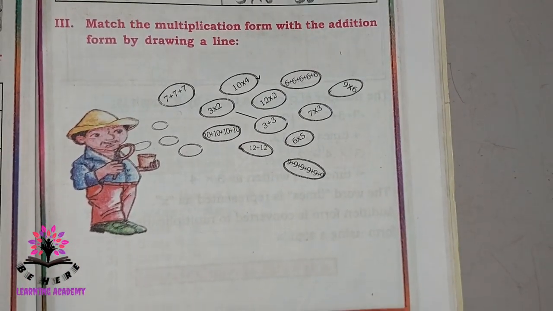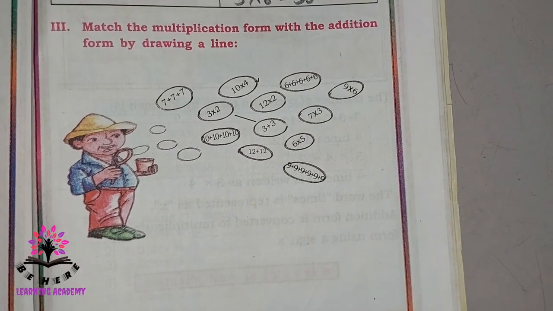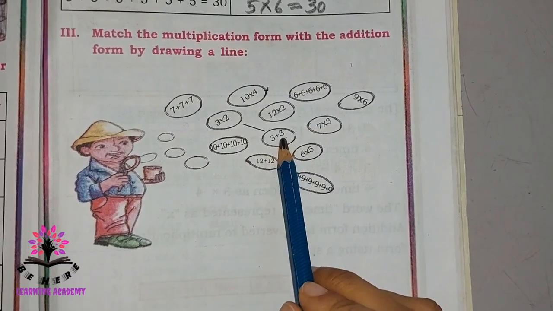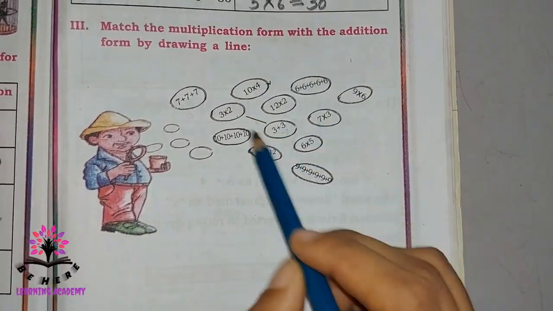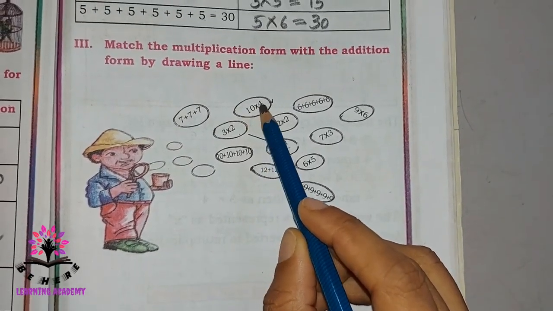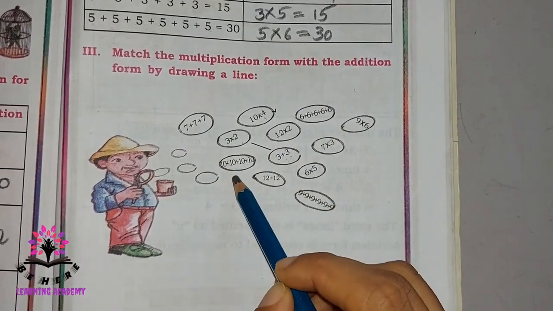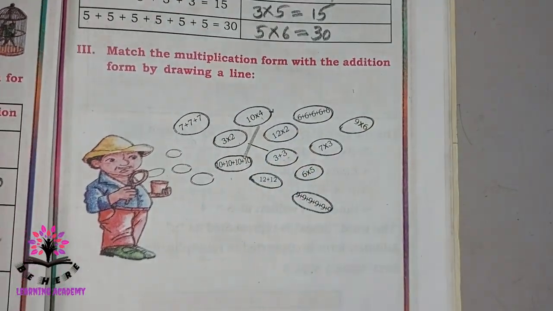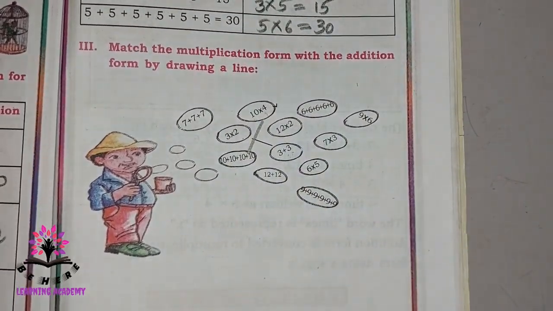So the next exercise. Match the multiplication form with the addition form by drawing a line. One they have done for you. 3 plus 3. 3 is repeated 2 times. So 3 twos are 6. Let us do this one. So 10 into 4, that means 10 is repeated 4 times. So the answer is here, 10 plus 10 plus 10 plus 10. You draw the line. Similarly, the remaining you have to do by yourself.